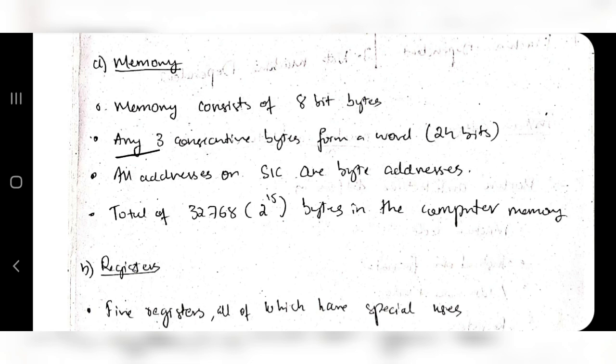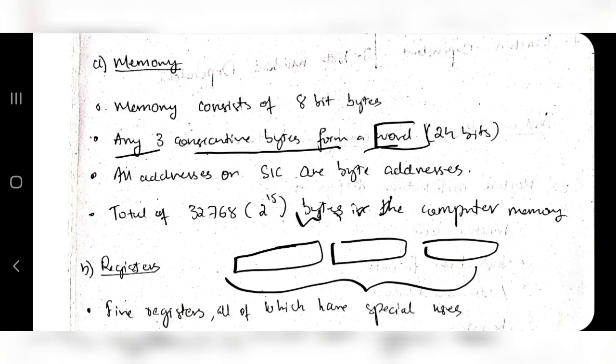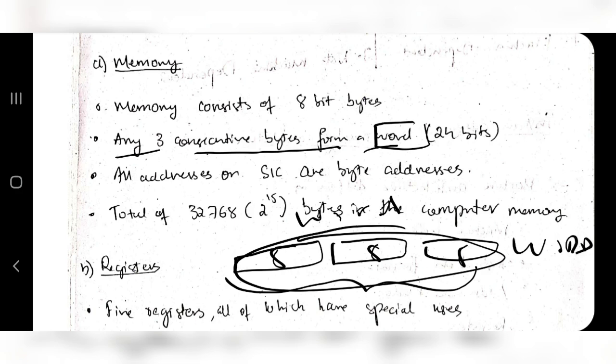And any 3 consecutive bytes form a word. You need to understand what a word is. A word is nothing but 3 bytes taken together: this is 1 byte, another byte, another byte. This is known as a word. A word is of 24 bits: 8 bits, 8 bits, 8 bits. So 24 bits form a word. These things you need to understand.